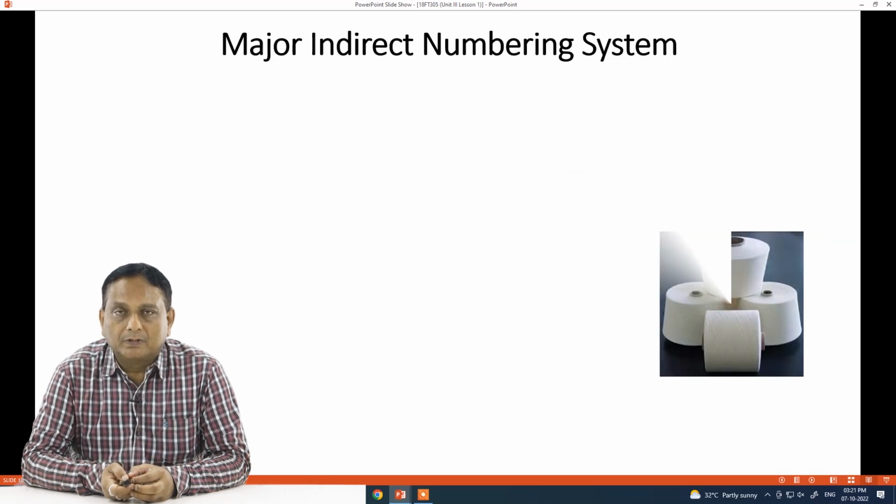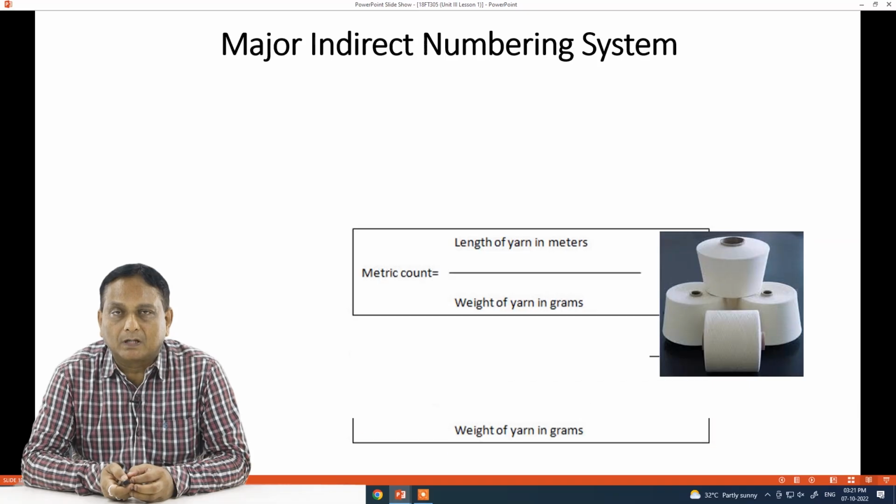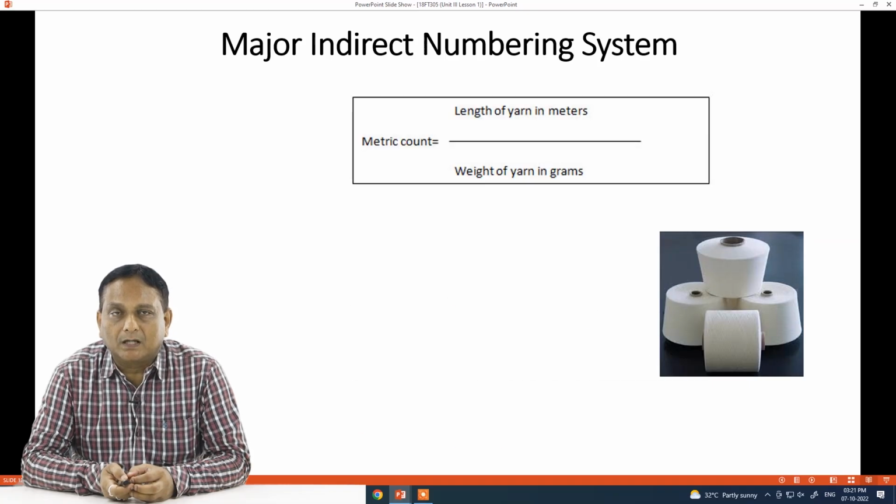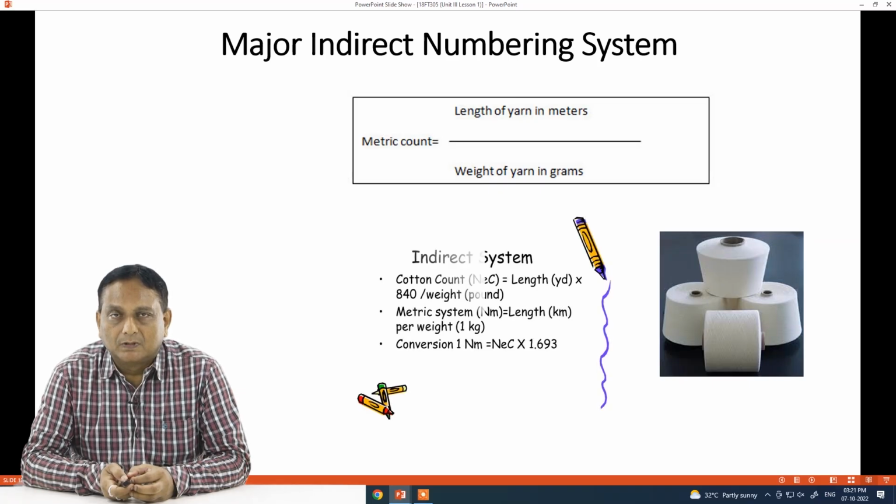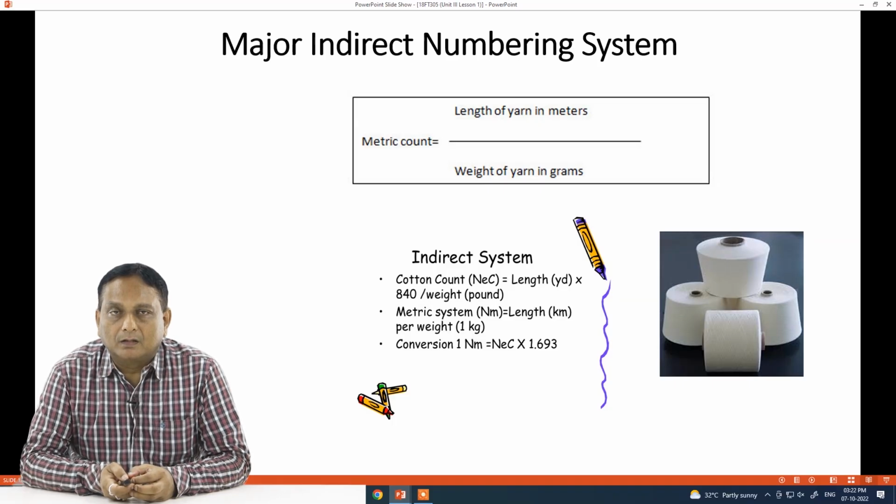There is also a different method of counting system, called the metric count. That is the length of the yarn in meters divided by the weight of the yarn in grams. So that is called metric count. Now in this indirect system, cotton count is length divided by 840 yards, and metric count is length per weight, that is 1 kg.